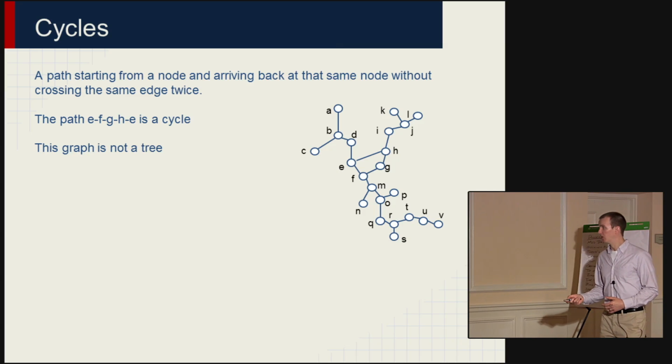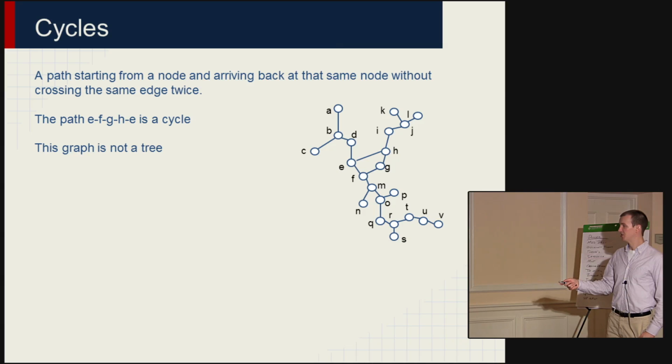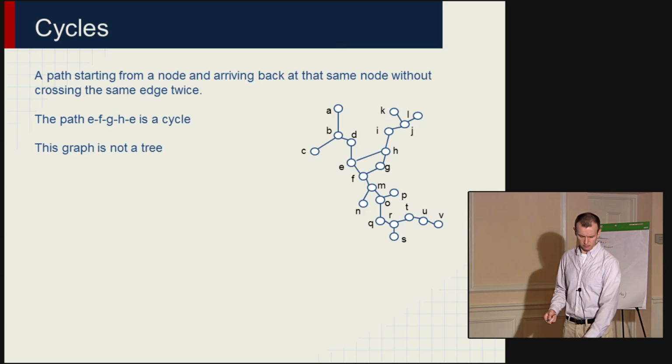I won't count it for you now, but if you were to sit down and count it out, you would see that the number of edges in this graph is equal to the number of vertices. And knowing also that this graph is connected, you could conclude that it's not a tree.